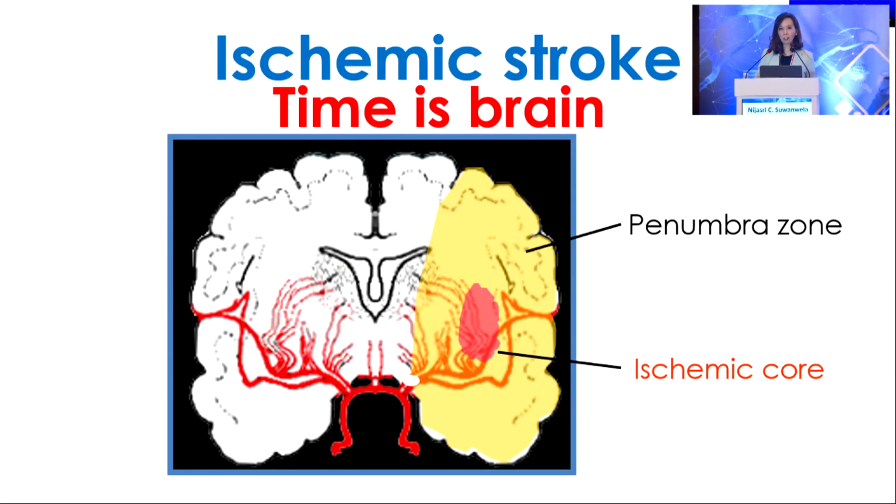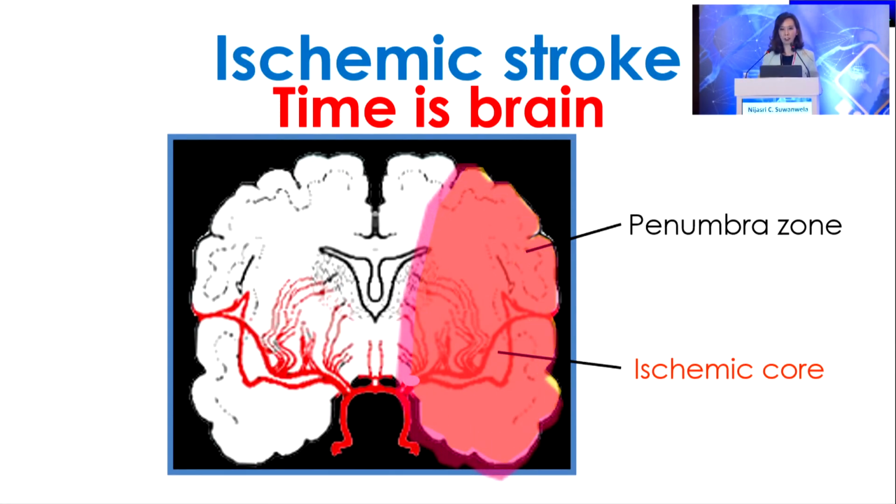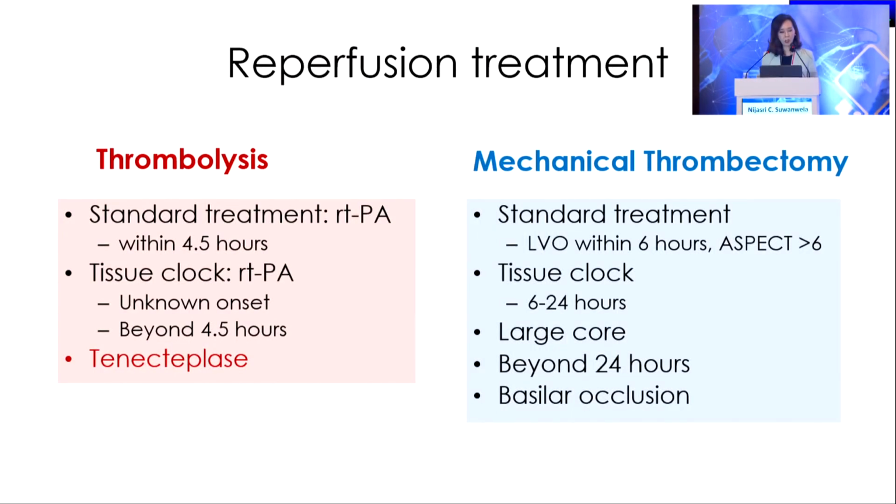So, what are the new information and new trials? As mentioned earlier by previous speakers, time is brain is a concept, and there are people who are fast progressors and slow progressors. So, how do we define that? How do we find the ones who will respond to our treatment? So talking about reperfusion treatment, now we have two types of treatment, the first one is thrombolysis, the medical treatment, and the other one is mechanical thrombectomy.